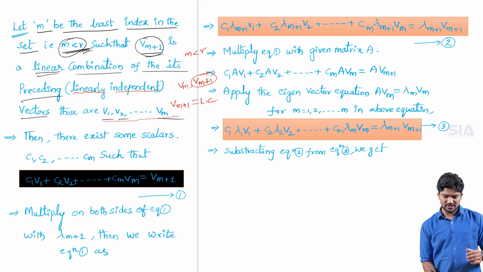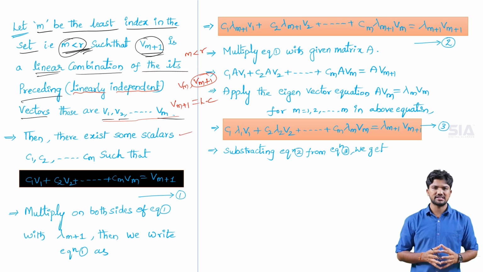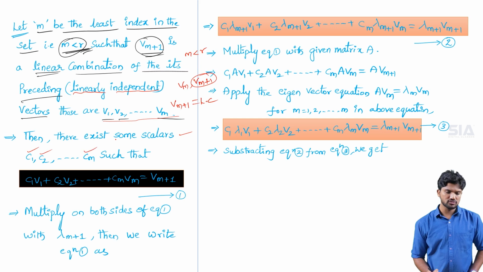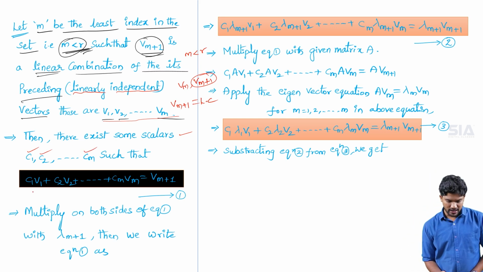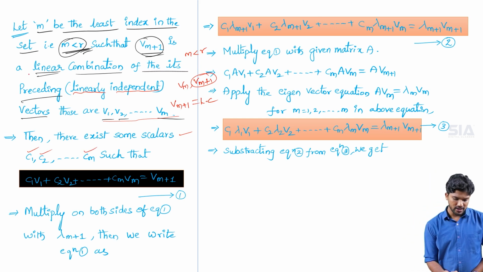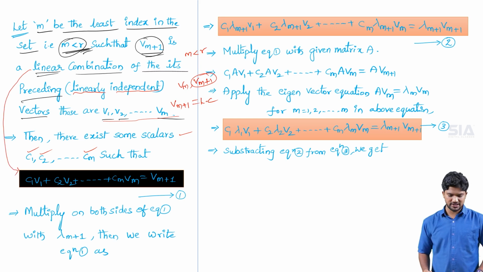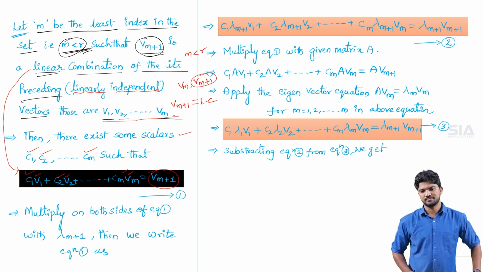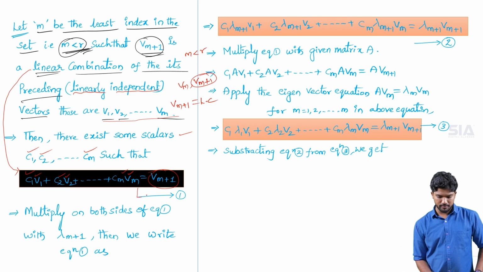So there exist some scalars to apply the linear combination. We have to consider some scalars c1, c2 up to c suffix m, such that, according to that statement, a linear combination is nothing but writing in this format: v suffix m plus 1 is equal to c1 v1 plus c2 v2 plus and so on up to c suffix m v suffix m. That is taken as equation number 1.